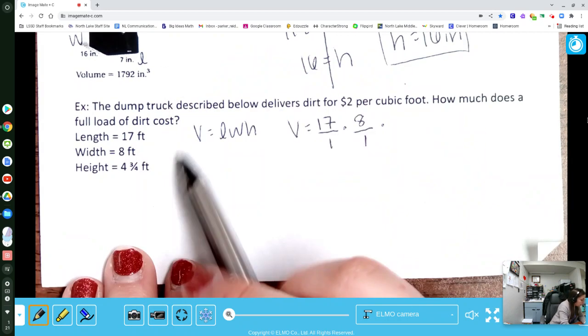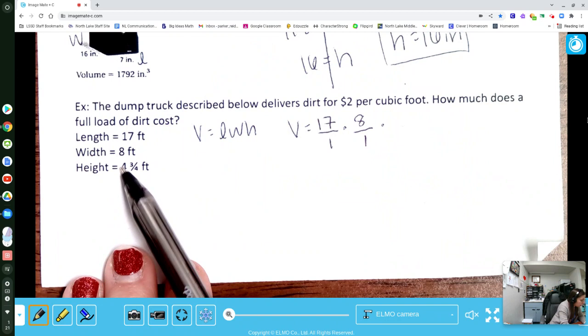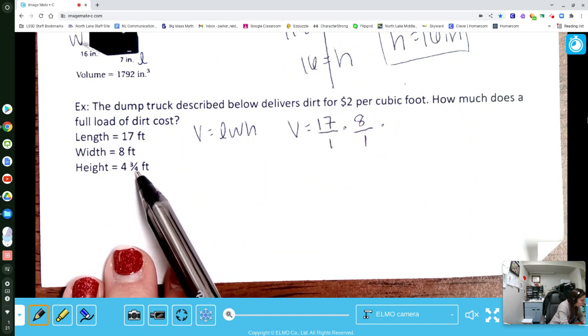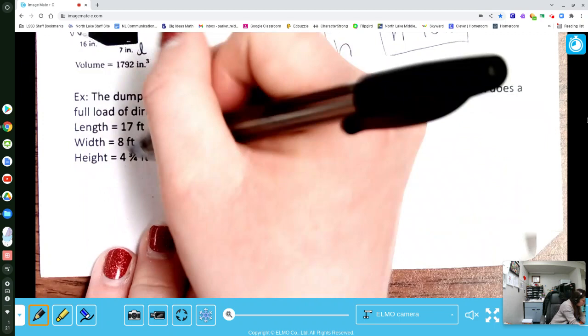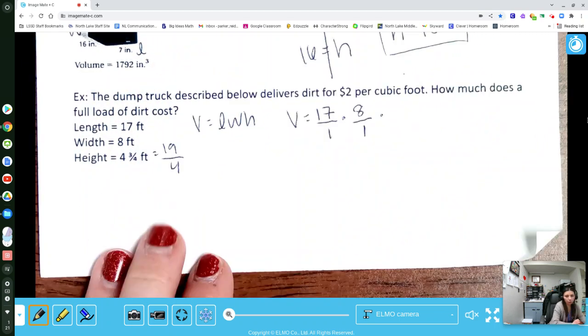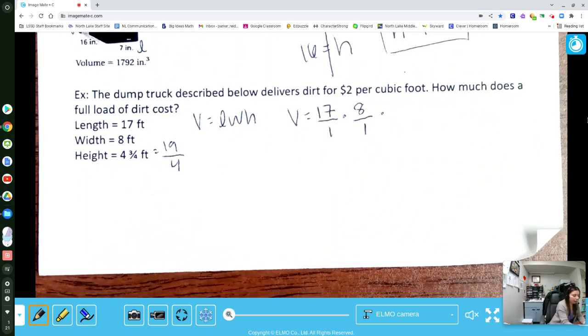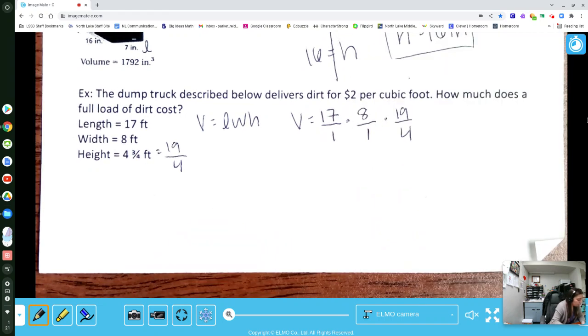So to make a mixed number an improper fraction, we use the MAD method. I multiply my whole number, 4, times my denominator, 4. 4 times 4 is 16. Then I add that to my numerator. 16 plus 3 is 19. And my denominator stays the same. It will stay as 4. So 4 3/4 I've rewritten as 19/4. So here we go. Length times width times height.